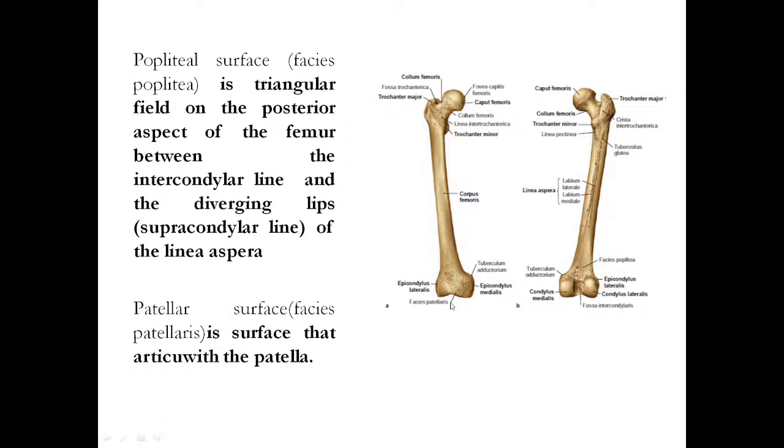On the anterior surface of the femur is located facies patellaris. This is the surface that articulates with the patella. On the facies patellaris is located the patella. Posteriorly is the popliteal surface; on the anterior surface is the facies patellaris, the site where the patella, the kneecap, is located.